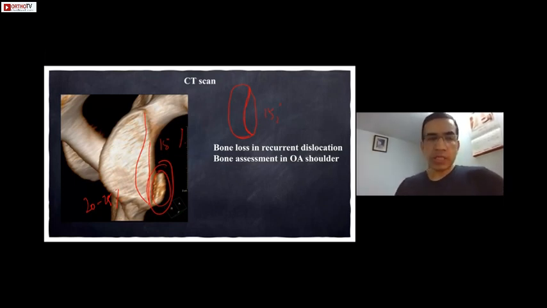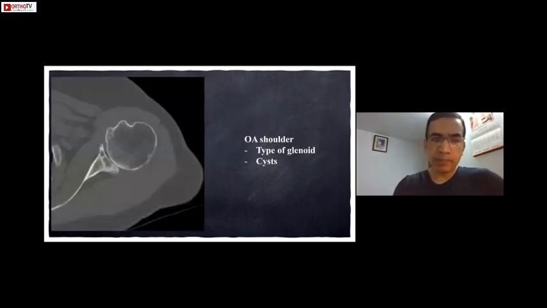In the osteoarthritis shoulder, the type of glenoid, whether it is A, B, or B1, B2, whatever it is, along with the cyst, helps you in a lot of planning: how you should plan, where you are going to place your prosthesis, where the center is going to be, whether you're going to graft it or not. The situation of the cyst, you can see multiple cysts here.